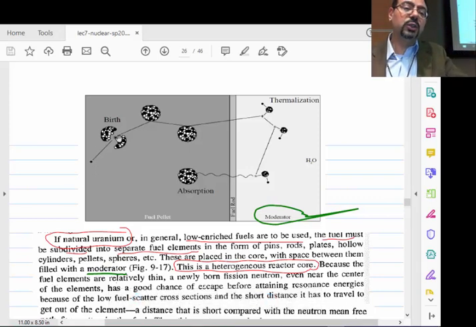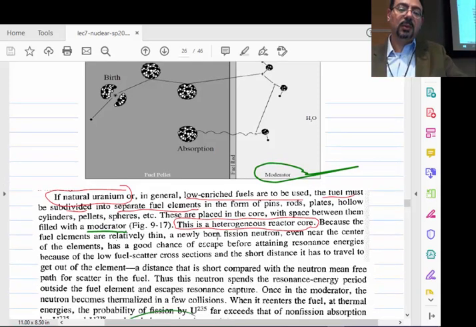So he's saying you just break it over here and he will bounce, go into the water, reduce its speed, and now he's ready. He will go in, get absorbed in the next atom and split it into two, and the journey continues.